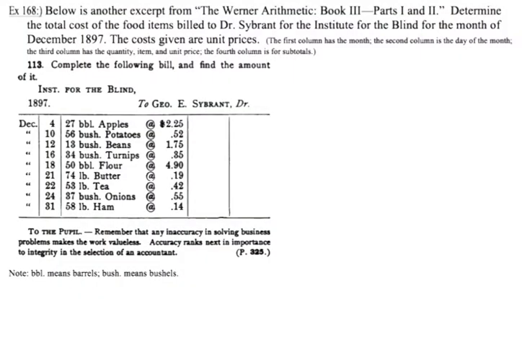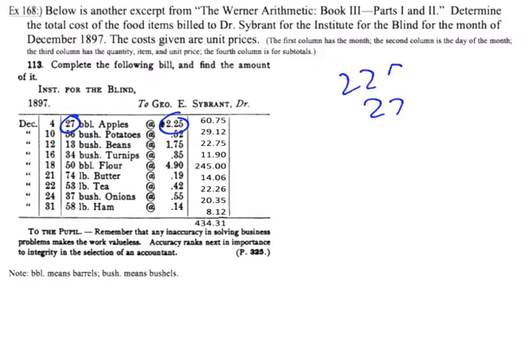Okay. Below is another excerpt from the Werner Arithmetic, Book 3, Parts 1 and 2. Determine the total cost of food items billed to Dr. Seibert for the Institute for the Blind for the month of December 1897. The costs are given as unit prices. Now this problem would take several minutes to complete, so I'm not going to go through it in this video, but there are the values you would get. Here you would take 27 bushels times 225 and multiply that out. You'd end up getting this, 2 decimal places, $60.75. And you'd go through the whole thing and then add them up.